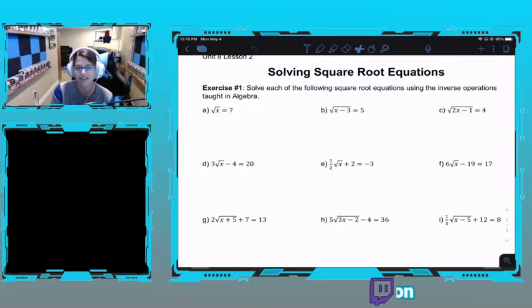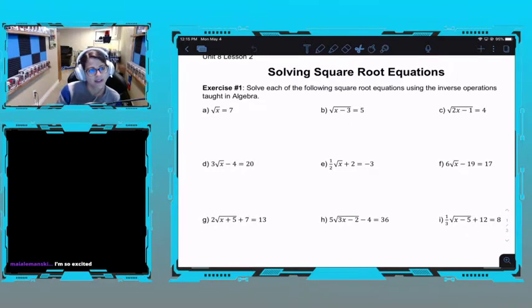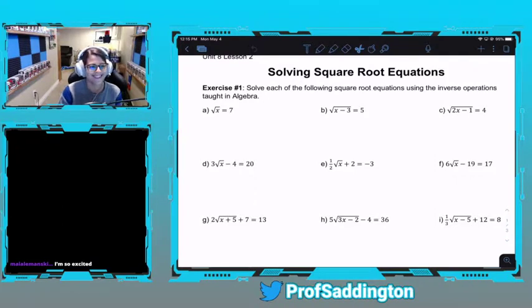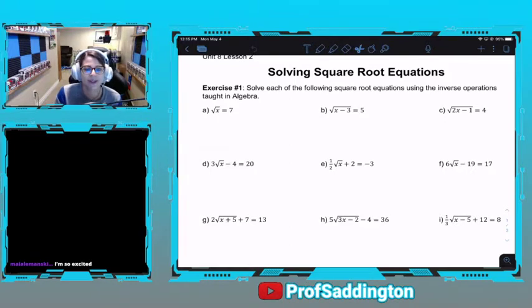So we are going to be solving square root equations today. They're not too bad. You may have had practice with some of the simpler ones in past courses. You're so excited. Yay, me too. So let's start with a couple easy ones, then we'll get to something a little bit more challenging.